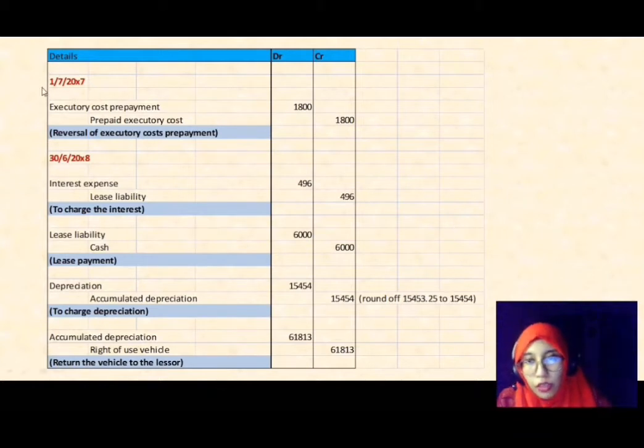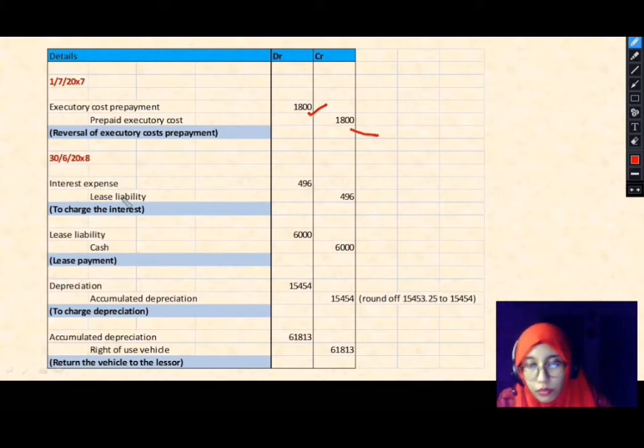Okay, so at the beginning of this one, 1 July 2007, the beginning of the year, we do the reversal of executory costs. Okay, reversal of the prepayment 1,800, and then at the end of the year, we can see that the interest expense is $496, and then we debit lease liability for 6,000 because we pay 6,000 only, not 18,000. This is the last year. And credit cash. Okay, credit cash.